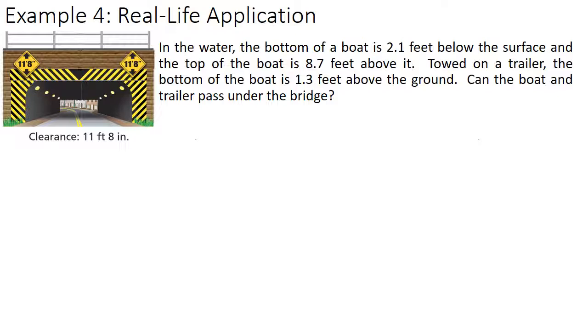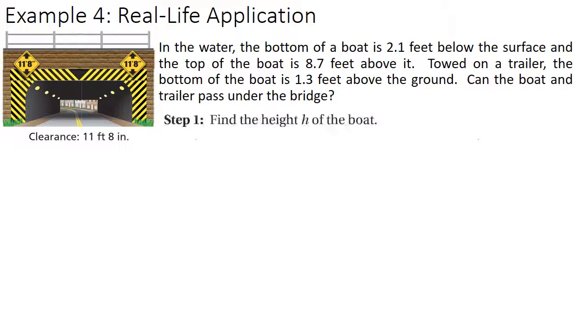So what we are going to need to do is break this into two pieces. The first piece, we need to figure out the height of the boat, and then we need to figure out the height of the boat on the trailer. As we figure that out, we will then be able to determine if that number is bigger or smaller than that 11.8, or 11 feet 8 inches, in order to say yes, it can fit under that, or no, it can't fit under that.